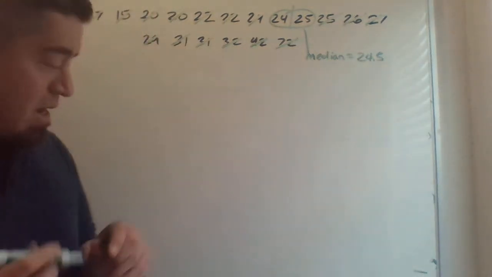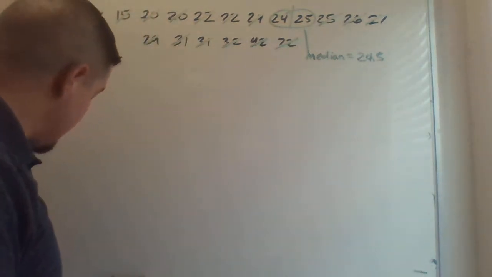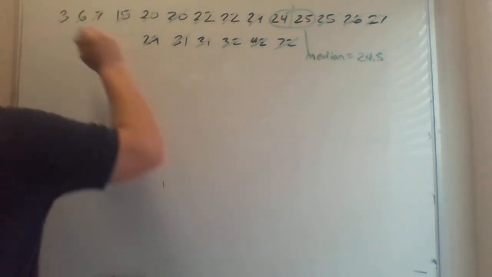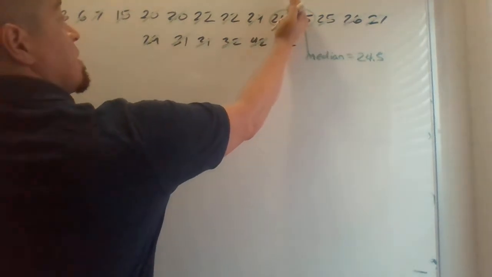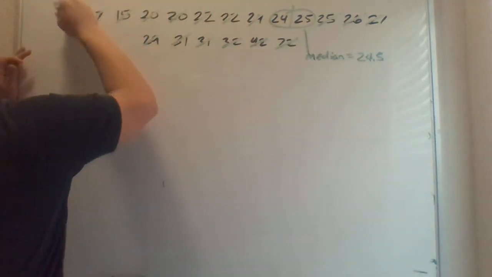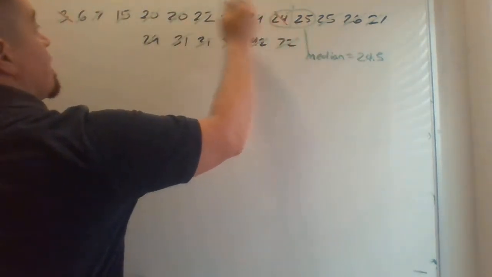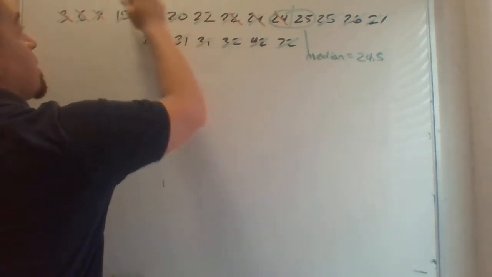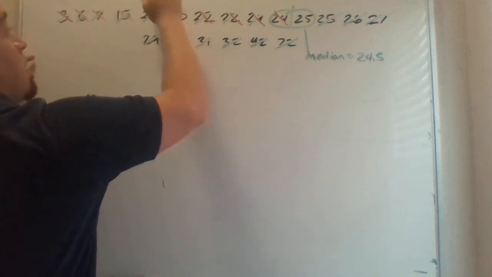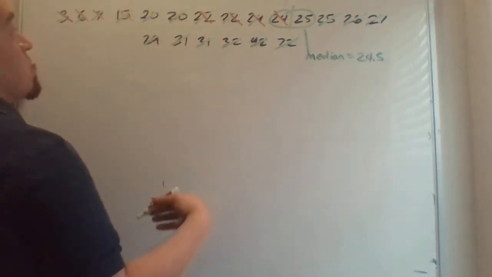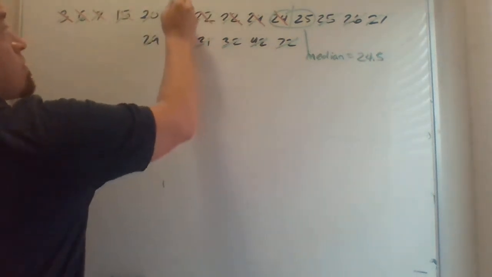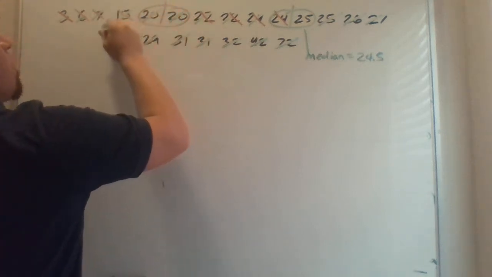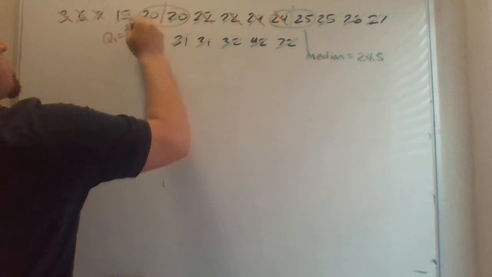And now we're going to do our box plot. So we need the median of the first half of the data. We're going to do the same thing for the first half of the data, so everything to the left of the median. Scratch out low, high, low, high, low, high, low, high, and you're going to end up with two numbers again. So the average of these two would be our quartile 1, which is 20.